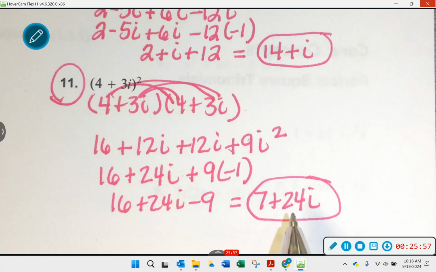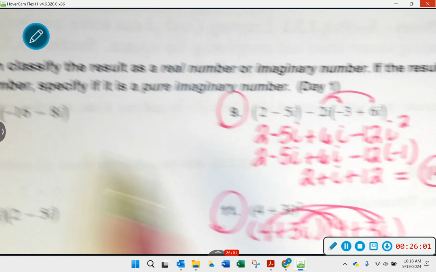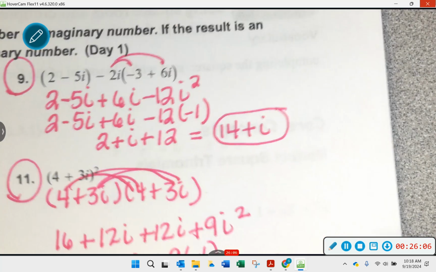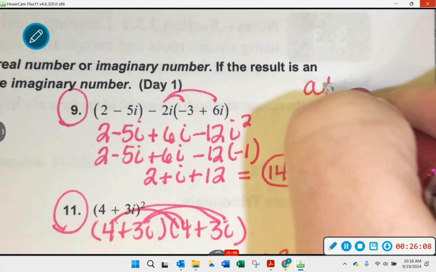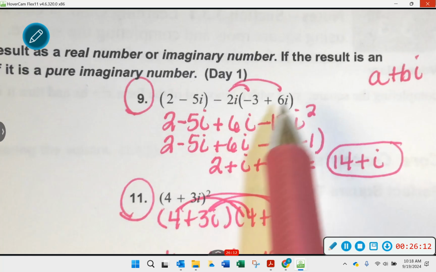How'd you do? Did you get both of them right? Awesome. Now up here it also said, Rachel? Have to put the constant first. Yes, and that's because the definition of an imaginary number is a plus bi when it's complex. We want real and then imaginary.